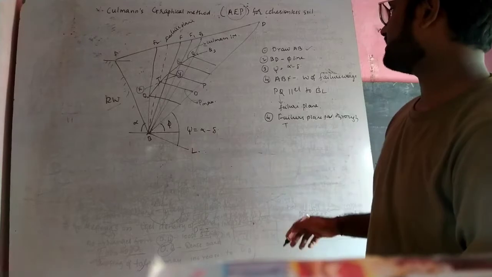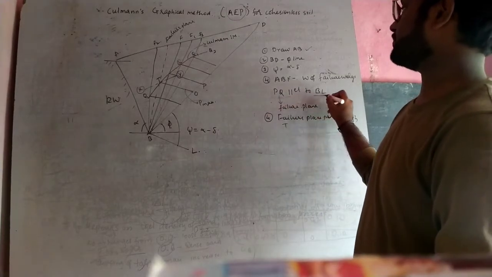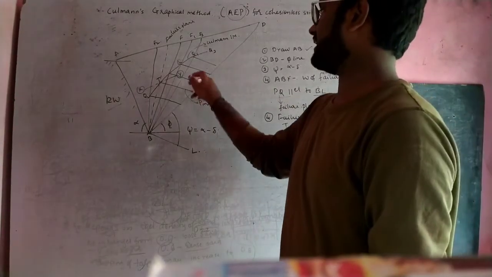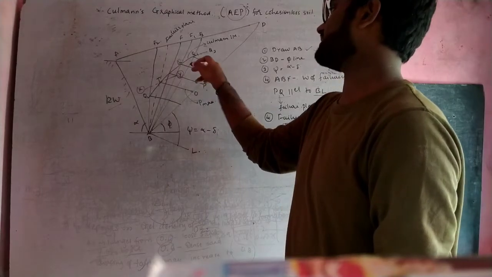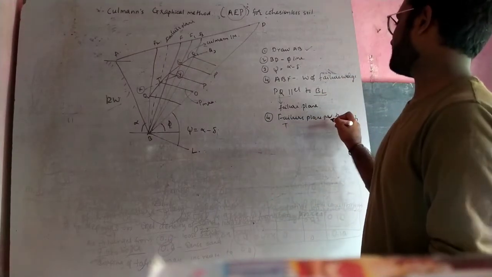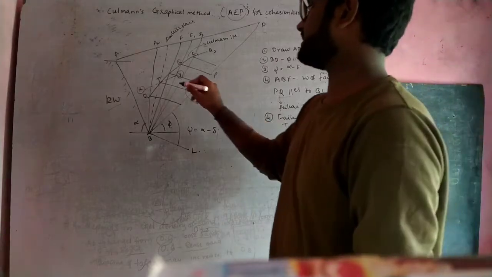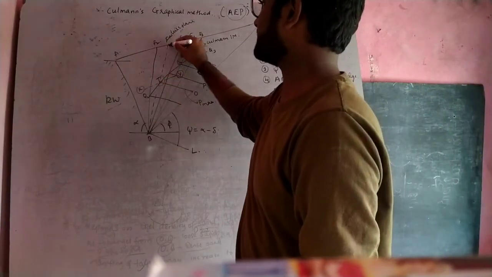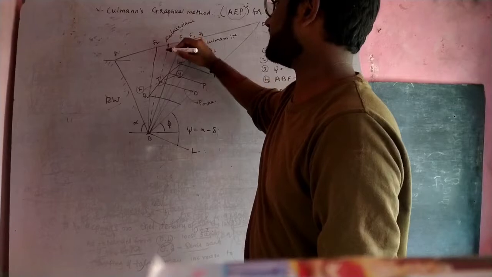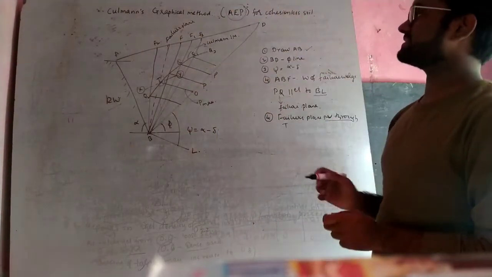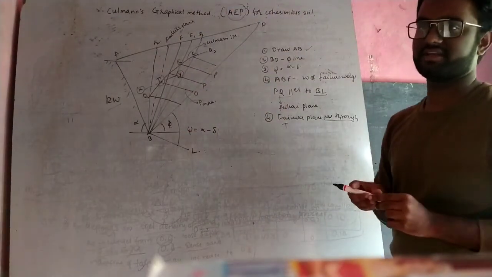This is L. PQ is parallel to BL. BL and PQ are parallel to each other. Now the failure plane has to pass through this point T. So the failure plane, this one, has to pass through point T. So this is how Culmann's graphical method is represented in a very short form.